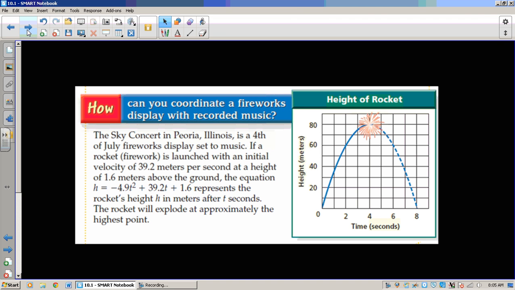So, looking at this graph and this formula, what's something that you notice about this parabola? So the equation, again, is negative 4.9 t to the second power plus 39.2 t plus 1.6. What's one thing you notice? Yes? Like on the graph, it's like it explodes at the top, and there's like a solid line going up. Okay, good. And that's just saying that here's where it exploded, and then maybe the debris comes down, something like that. If the rocket kept on going, it would go down.